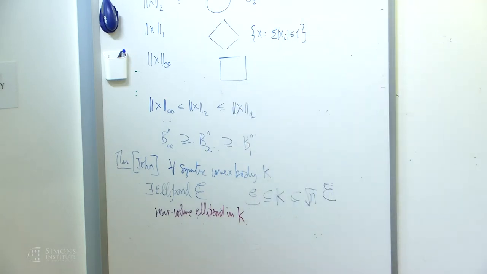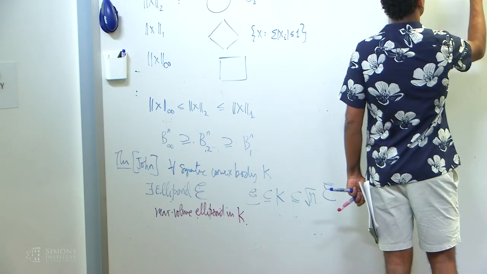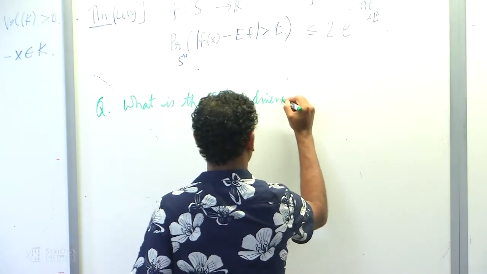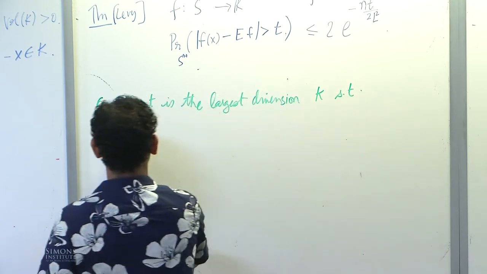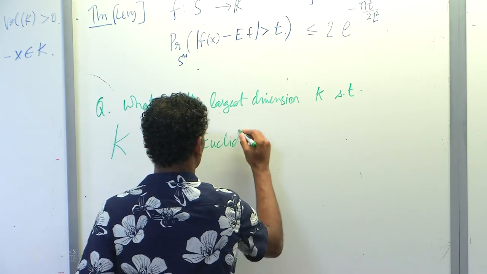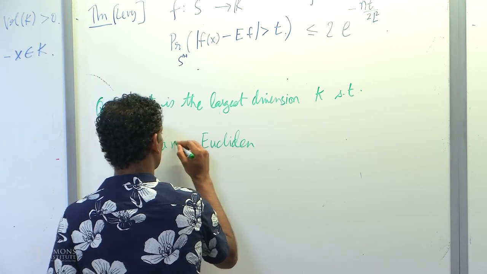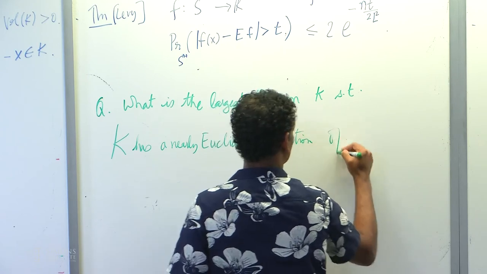So what's the largest dimension k, so that K has a section that's almost Euclidean? That's the question. What is the largest dimension, so this is just integer k, such that your convex body K has a nearly Euclidean section of dimension k. I'll make it precise.